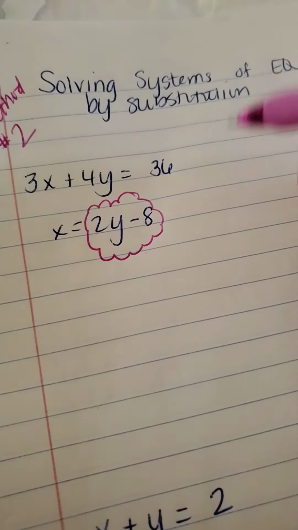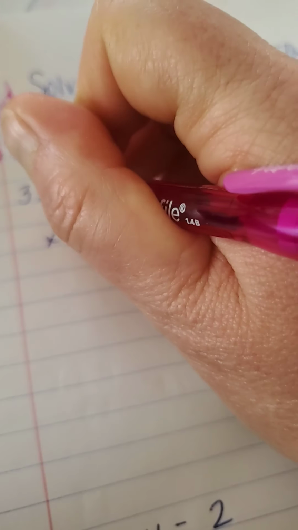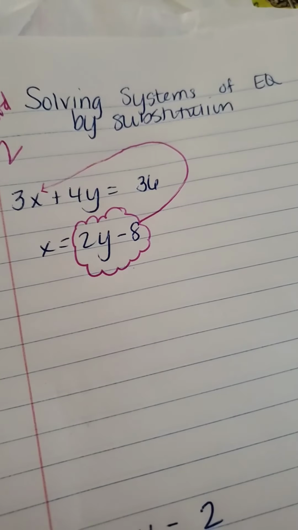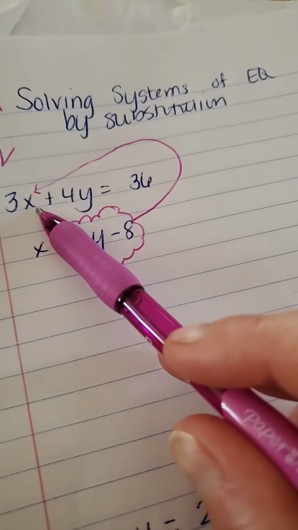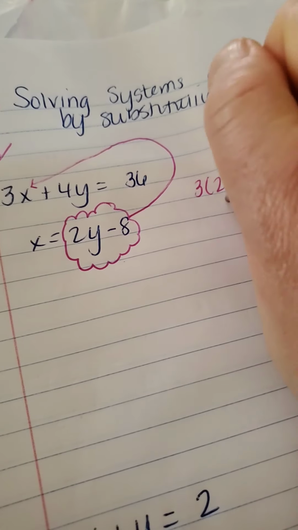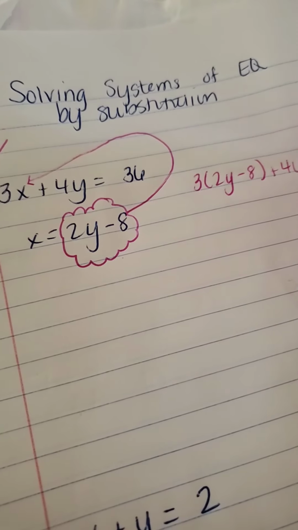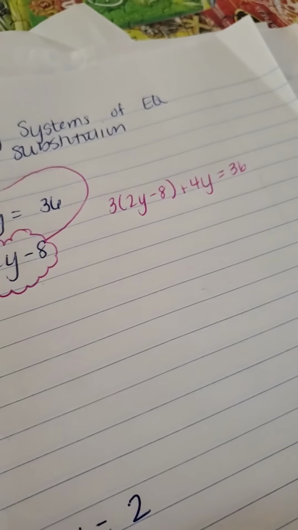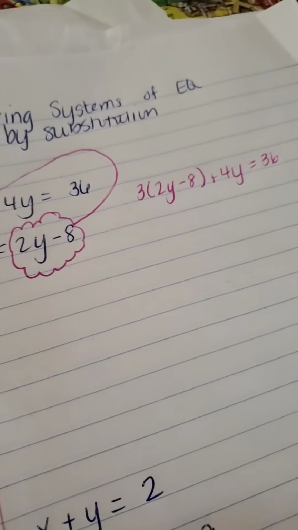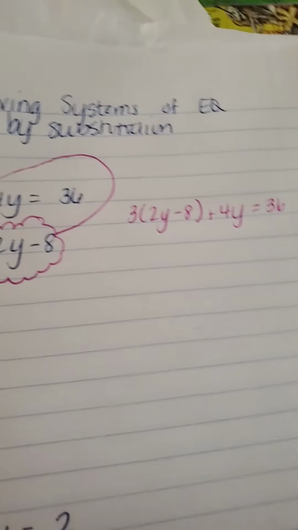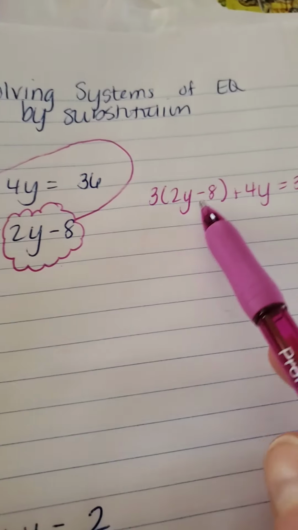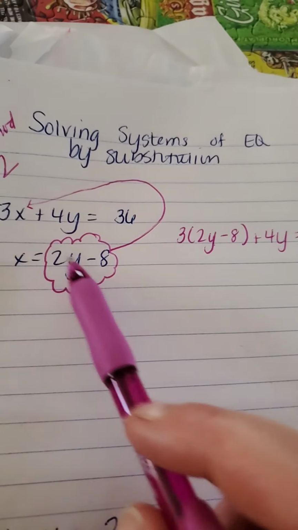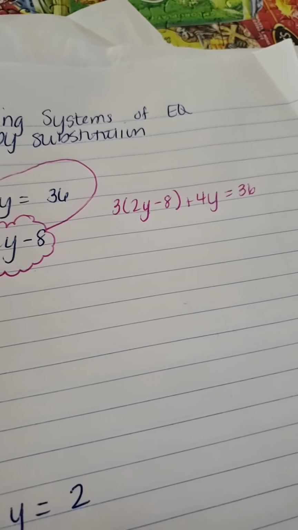If you know that x equals 2y minus 8, then if you look at the first equation, you can indeed substitute 2y minus 8 in for the x value. So we have 3 times 2y minus 8 plus 4y equals 36. All I did, you can see I have the exact same equation, and instead of writing the x, I replaced it with its equivalent value, which is 2y minus 8.